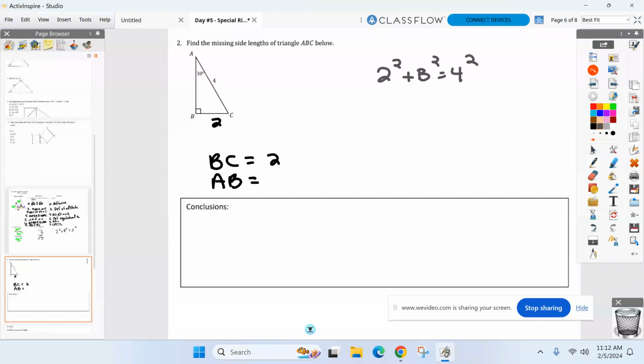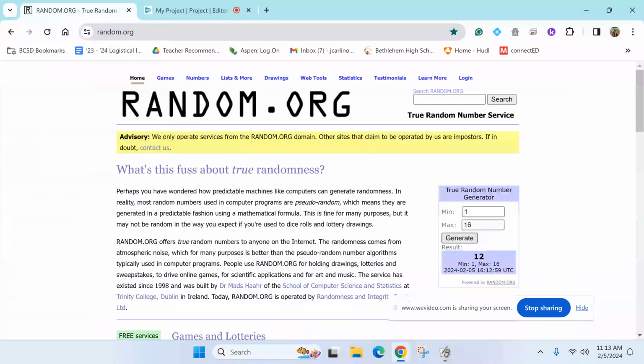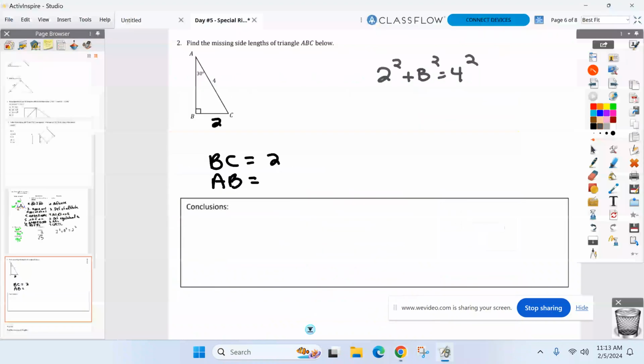And when you have it, let me know when you have it. AB. Olivia, when you have it. 2 radical 3, yes. Yep. 2 radical 3. All right, here we go. Everyone, we're all right with my values using Pythag.